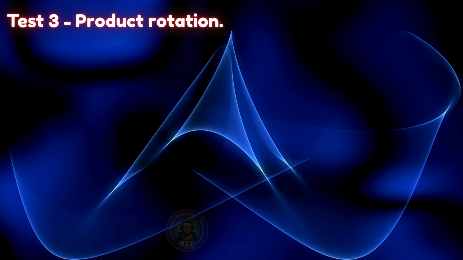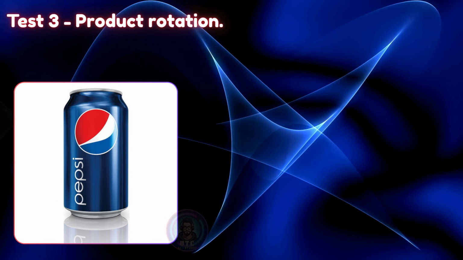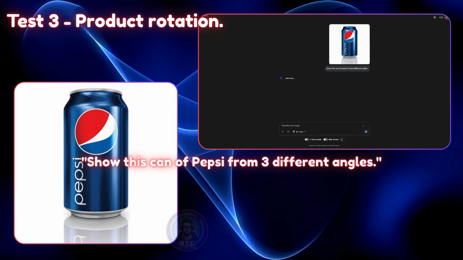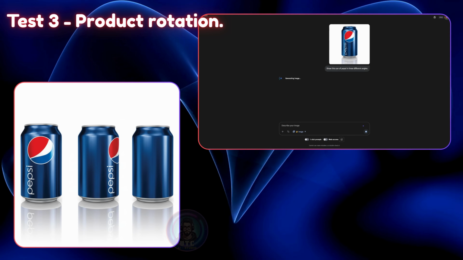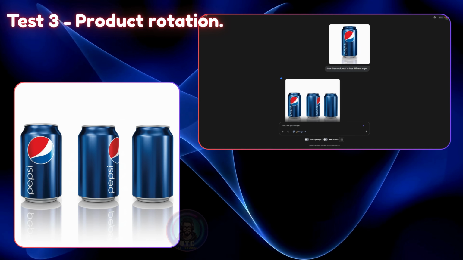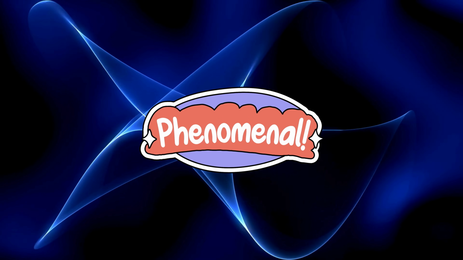Test 3. Product rotation. We have a can of Pepsi and let's say, show this can of Pepsi from 3 different angles. And this is flawless, 3 different angles. The logo is perfect. And all the 3 shadows and condensation are perfect. I think this looks phenomenal.